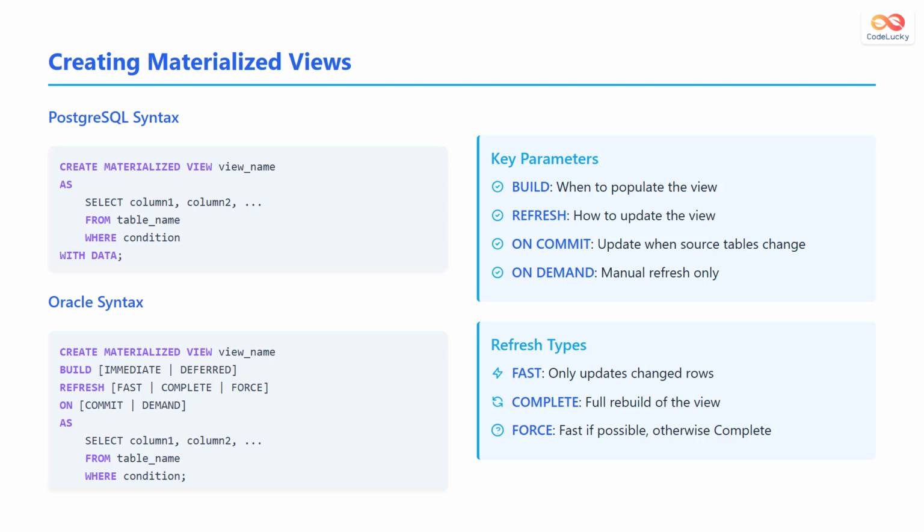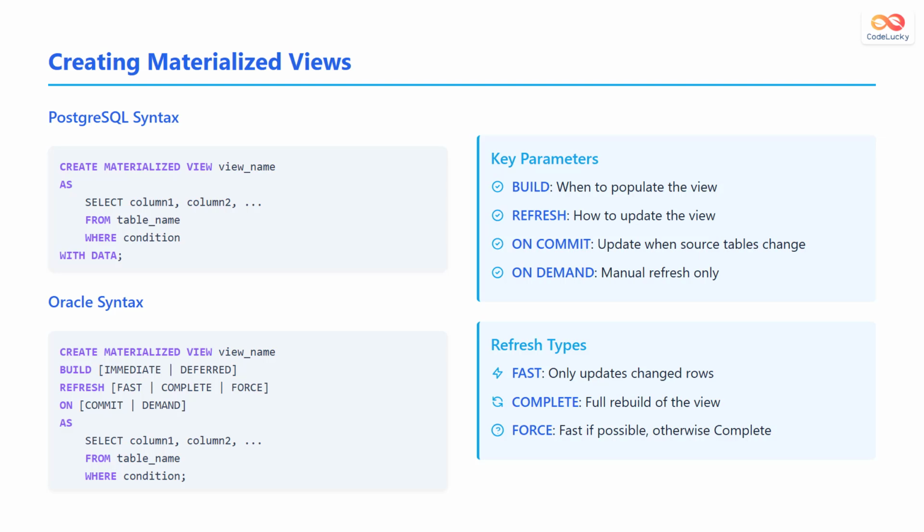For Oracle, the syntax is similar, but with additional options. You start with CREATE MATERIALIZED VIEW, followed by the view name. You can then specify when to populate the view using BUILD, either IMMEDIATE or DEFERRED. The REFRESH option lets you define how to update the view: FAST, COMPLETE, or FORCE. The ON option defines when the refresh happens: COMMIT or DEMAND. Finally, you write your SELECT statement with the columns, table name, and WHERE condition.